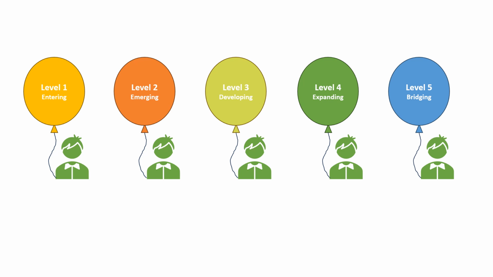We have Level 1s, or entering students, Level 2s, roughly categorized as emerging students, Level 3s, who are considered developing learners, Level 4s, or expanding learners, and Level 5s, or bridging students. Different scaffolds, accommodations, and modifications are appropriate for each level of proficiency.